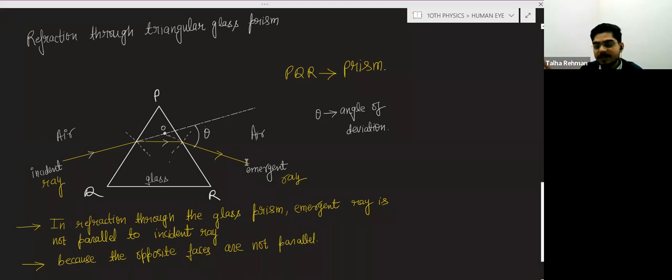So basically, in the year 1665, there was a scientist, Isaac Newton. He discovered this by his experiment with the prism. He took a prism and passed white color light through it. White light means sunlight or light of a bulb. And he found that white light is made up of 7 colors. So basically, this is the dispersion of light.